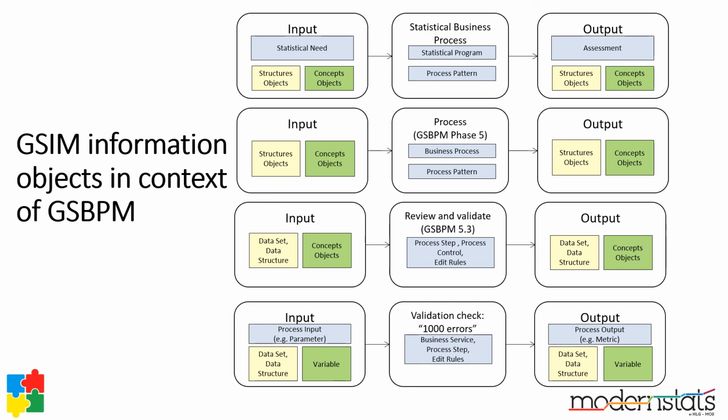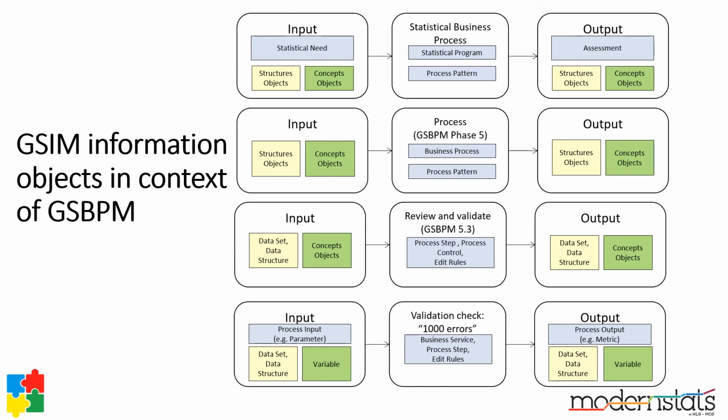At the next level, it corresponds to a phase of the statistical production process, for example, GSBPM phase 5, the process phase. The next level down corresponds to a sub-process, for example, GSBPM 5.3, review and validate. And then you might be looking at business group objects like process step, process control, edit rules, to a more detailed level.